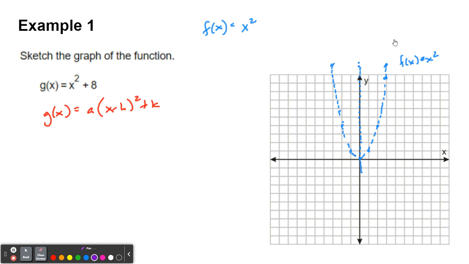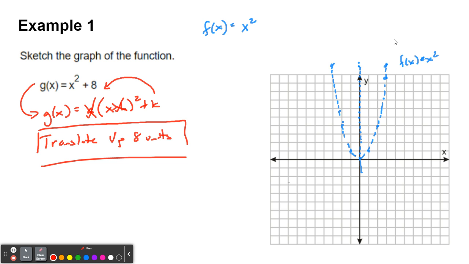So now, if you compare g of x to this general formula, the a is not there. There's nothing in front of x squared. The h is not there. There's no parentheses, but the k is there. 8 is your k. So what that means is you're going to translate up 8 units, because the k is your vertical translation. Which means this vertex at 0, 0 is now going to go up 1, 2, 3, 4, 5, 6, 7, 8. And now your vertex is the point 0, 8.